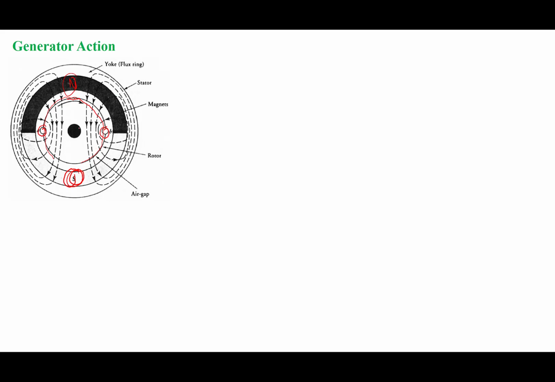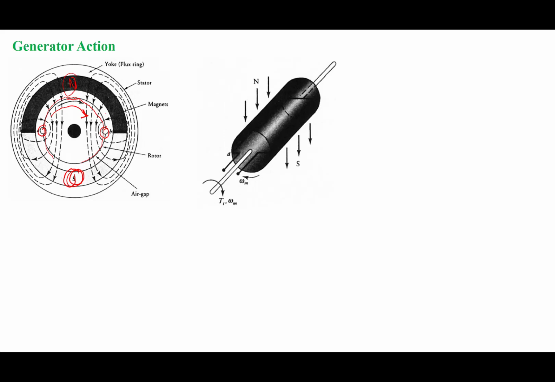So now, if this coil rotates in the clockwise direction, in this direction, then what will happen? The flux linkage will change, right? Because we know the rate of change of flux linkage induces the voltage, right? Induced voltage. So when the flux linkage changes, it will induce a voltage, right? Now we'll see how it changes the flux linkage.